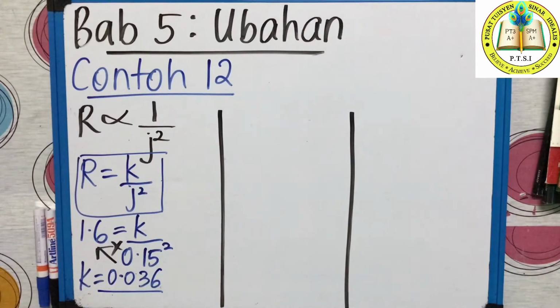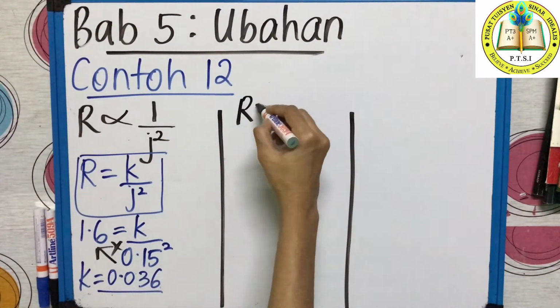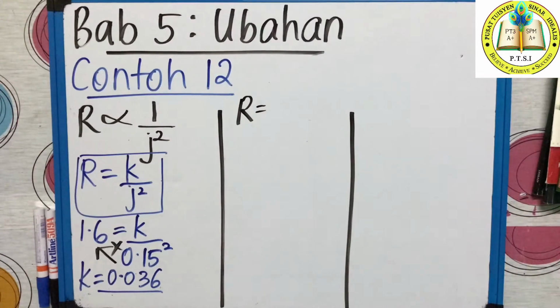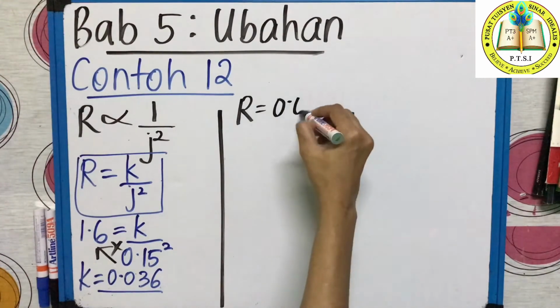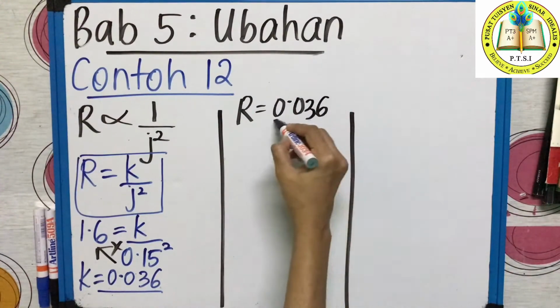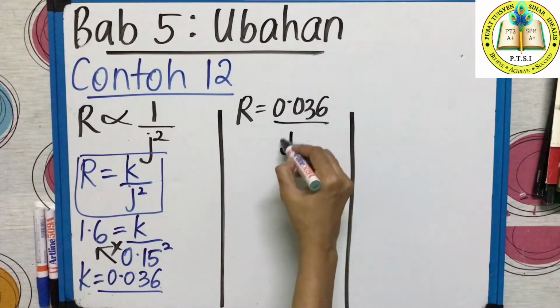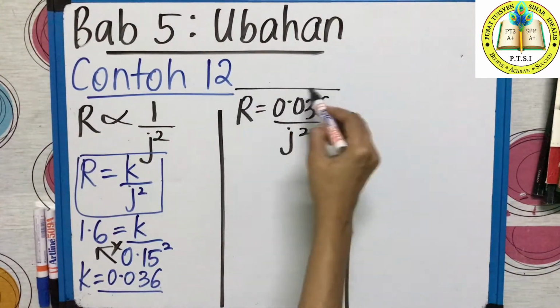So jalan kerja pertama kamu cari K. That's what I teach you for just now example also. First working, find the K. Okay. Now you must make equation, right? So what will be your equation? Cikgu tulis persamaan di sini. R sama dengan K, berapa kamu dapat? 0.036 over jejari kuasa 2.